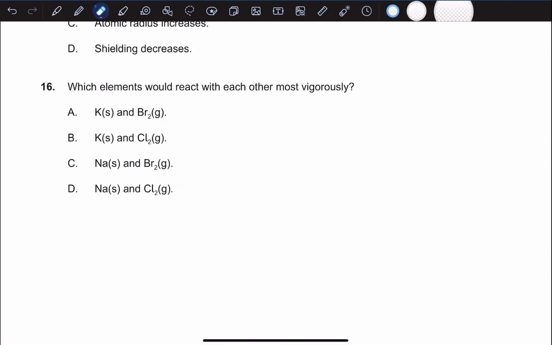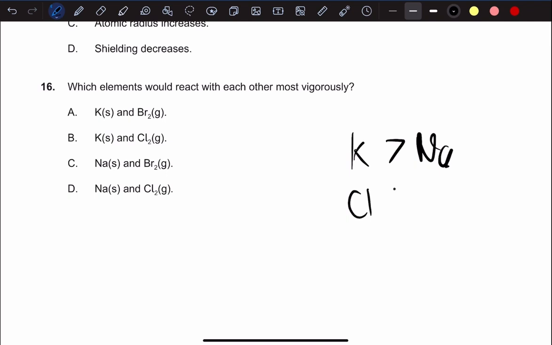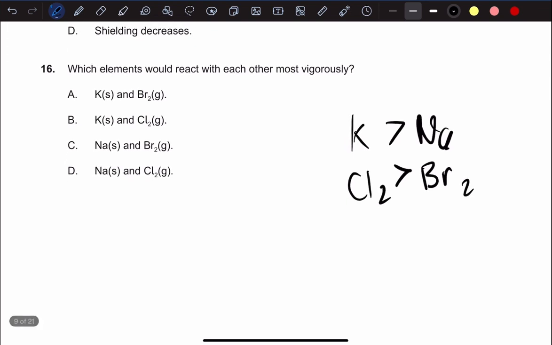Which elements would react with each other most vigorously? Okay, so it gives us potassium and bromine gas, potassium and chlorine gas, sodium and bromine gas, sodium and chlorine gas. Okay, so general principles, we should know that for the alkali metals, the reactivity increases down the group. Oh wow, that's an ugly pen. Sorry about that. Potassium has a greater reactivity than sodium. For halogens, on the other hand, it decreases down the group, right? So we should know that chlorine will have a greater reactivity than bromine gas. So by that logic, if we want the largest reaction, we want potassium and chlorine, B. There we go.